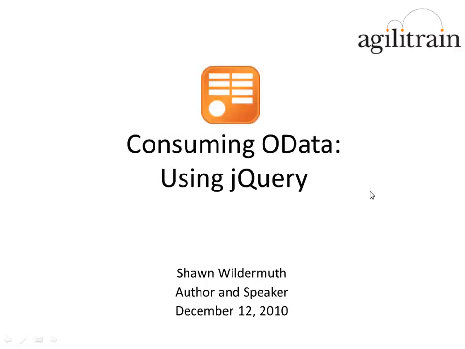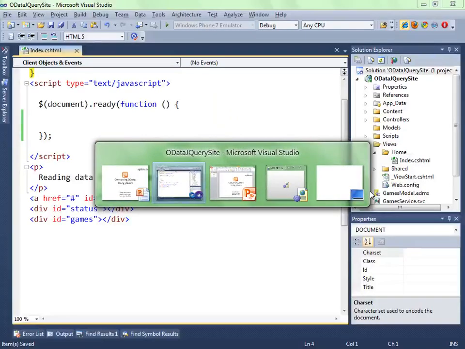Here we're on part 2 of our 6-part series on consuming OData. Today we're going to talk about jQuery. So let's head over to some code.